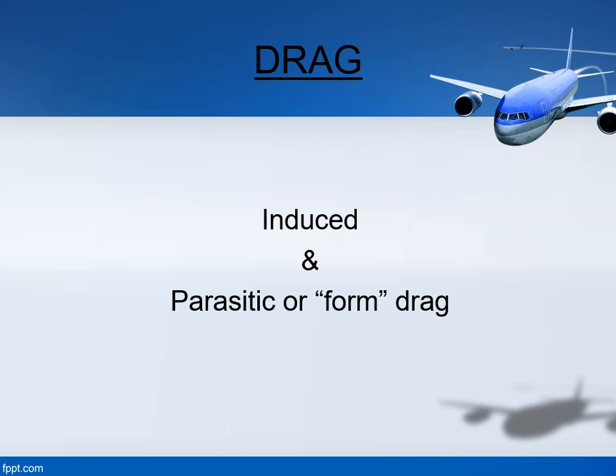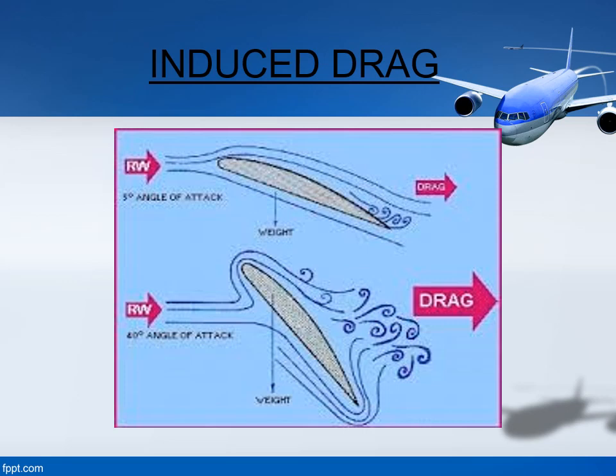Drag is the force that opposes thrust. As an airplane moves through the air, there is friction from the air itself running into the aircraft. There are two types of drag that affect flight. The first type of drag we will discuss is induced drag. This type of drag can be a little difficult to describe, but it is simply drag caused as a result of the creation of lift.